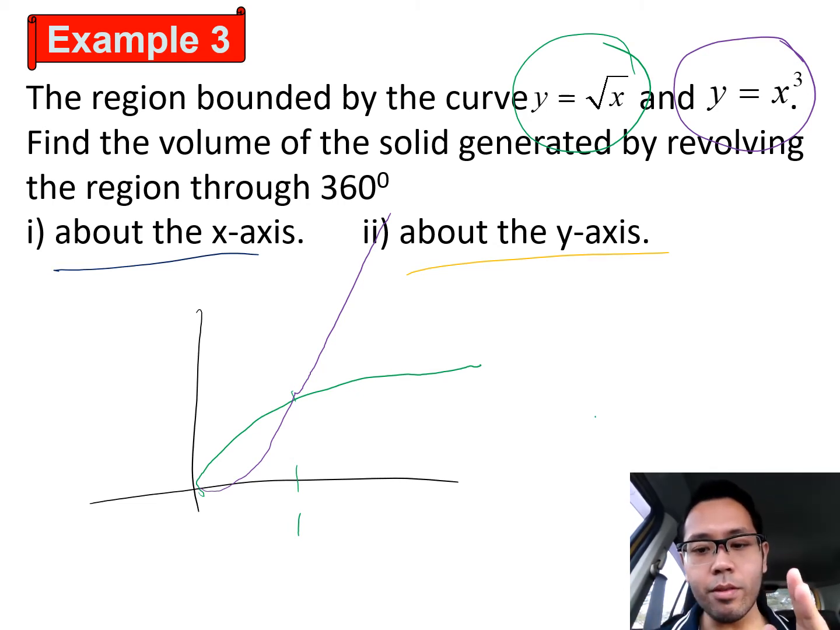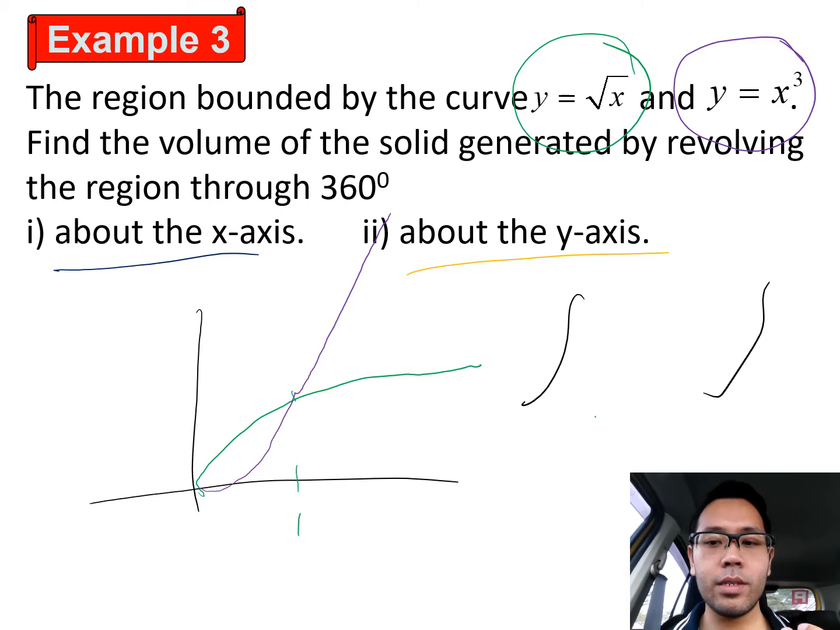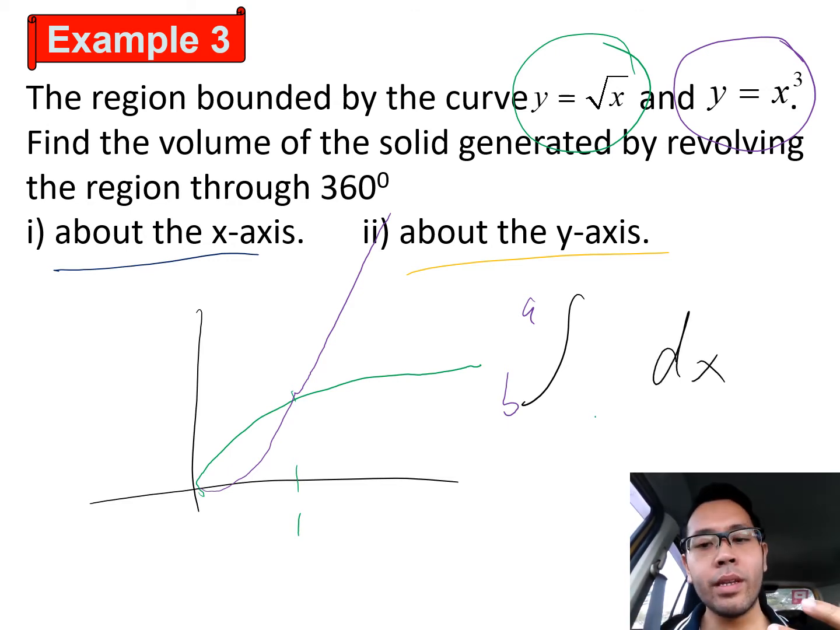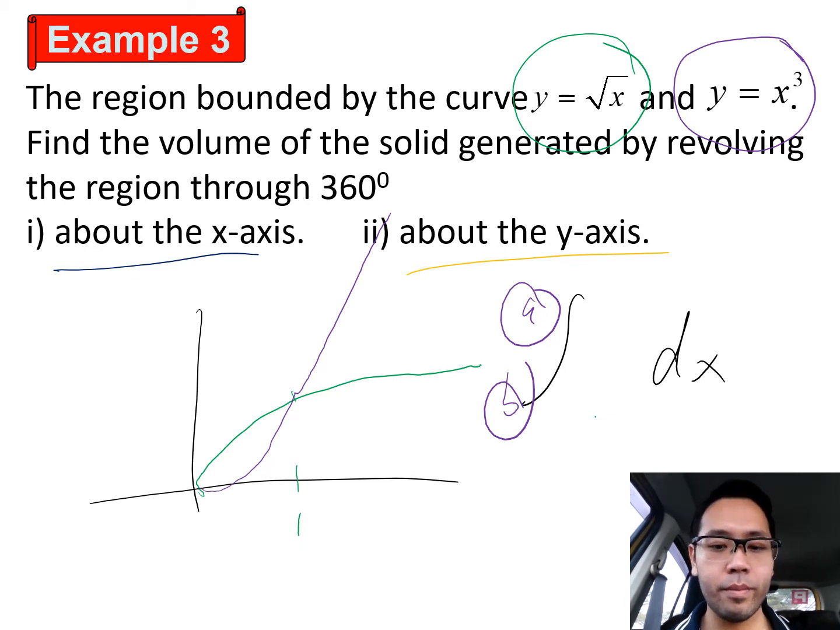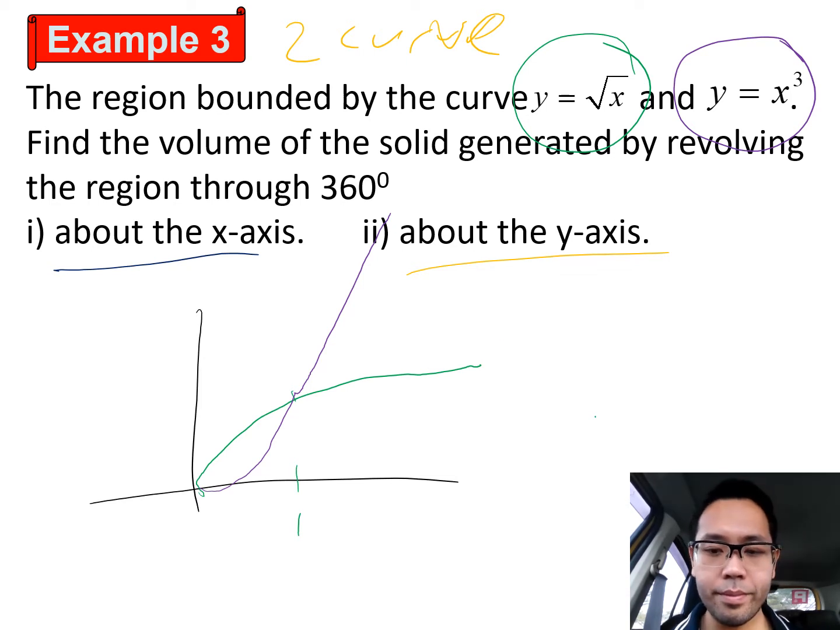And if you see this one, it doesn't say what is the limit. What I'm trying to say is it doesn't say to us what is the value for A and B. Okay, normally if you want to integrate dx or dy for area, it will include the value of A and B. But in this one, it's not given for the case of 2 curve. So how are we going to find the limit? Between what?